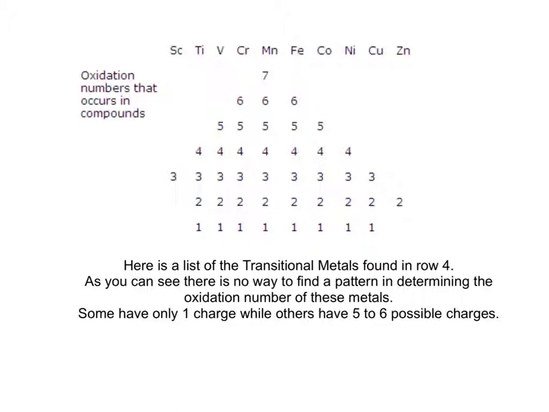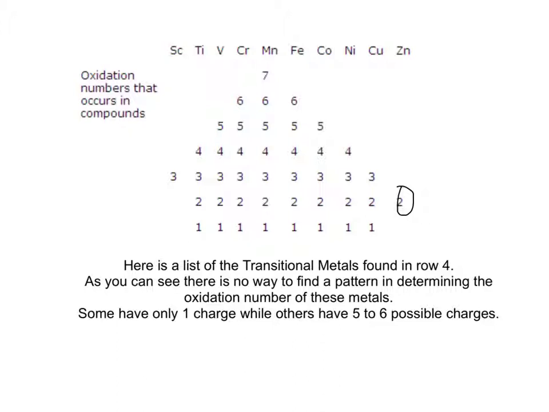Now, as you can look at this chart here, here are only some, just a sample, and these are the ones found in row 4 of the periodic table. As I look across here, I have a whole multitude of different charges that could possibly be on some of these. Now, there are some that have very specific charges on them. Like, as we can see here, zinc can only have a positive 2.